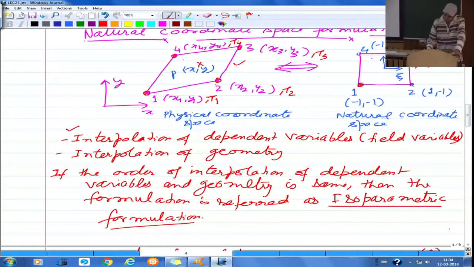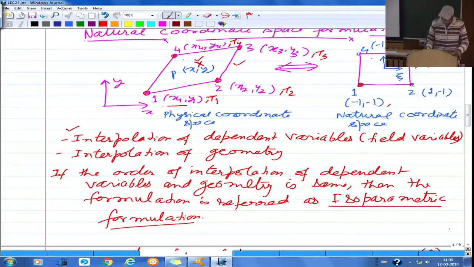So also in the natural coordinate space we are saying that the temperature values are the same. Whatever point we have in the physical coordinate space, there is a corresponding point in the natural coordinate space, and the value of T at both is the same. The coordinates are different: in the physical coordinate space they are physical coordinates, and in the natural coordinate space they are natural coordinates corresponding to different points, but the dependent variable values are taken the same in both spaces.